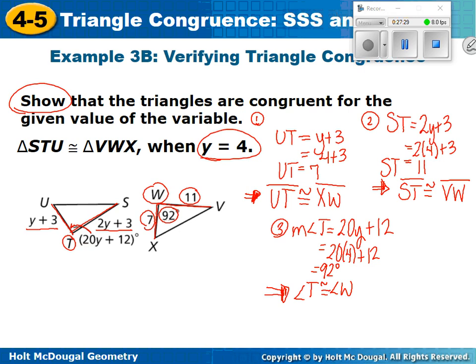And now that you have shown all three parts are congruent, again, notice I'm listing my correct notation, then I can say triangle STU is congruent to triangle VWX by what?